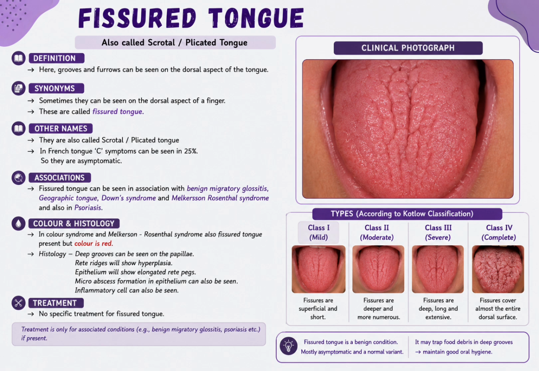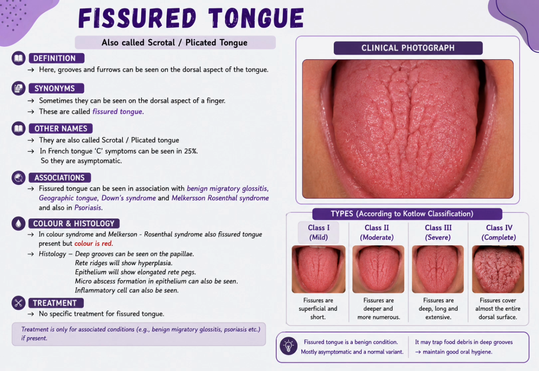In the histology, what we can see are elongated rete ridges with hyperplasia, and micro abscesses will be there. In the epithelium, we can see a lot of leukocytes. Deep grooves can also be seen between the papillae, and inflammatory cells can also be seen in this fissure tongue. Basically, no symptoms will be there in this fissure tongue. They are asymptomatic, and in treatment, there is no specific treatment for the fissure tongue.